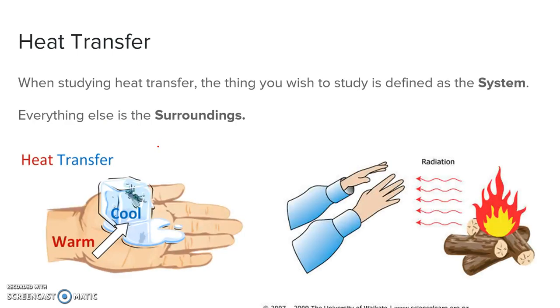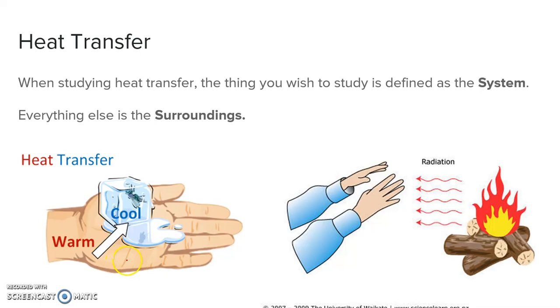Now, when you talk about heat transfer, you have to define a couple of things. You have to define the thing you wish to study as the system. So if we're looking at an ice cube melting, that would be the system. If we're looking at a chemical reaction, that would be the system. We're specifically looking at what's happening as the system. Everything else is going to be considered the surroundings. So the table, the air, maybe your hand or the beaker that something is happening in, that would be considered the surroundings.